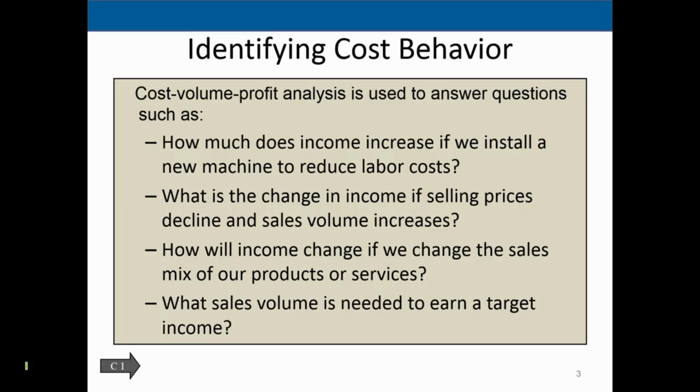Or how will income change if we change the sales mix of our product or service? So if we change the types of things that we sell, if we mix up how much of the different products we sell, what will be the effect on the bottom line? And finally, what sales volume is needed to earn target income? So if we're shooting for a target income, how much sales do we need? How many units do we need to sell in order to hit that?